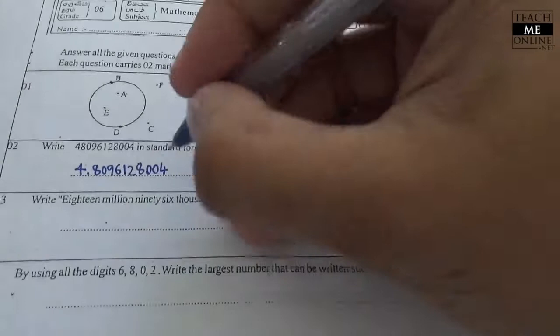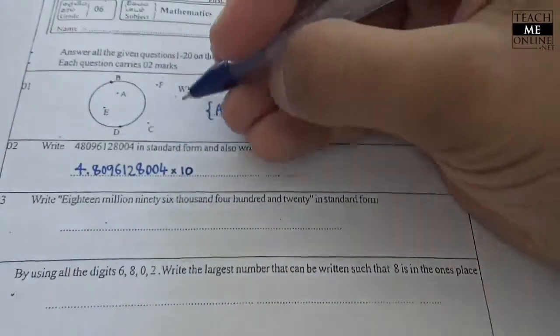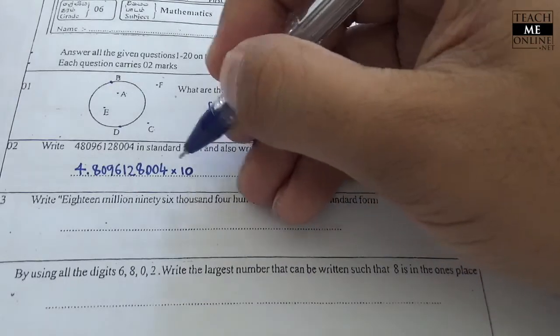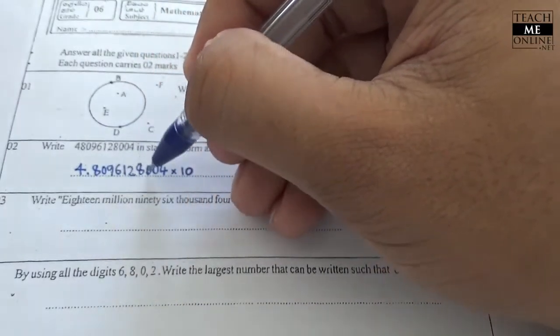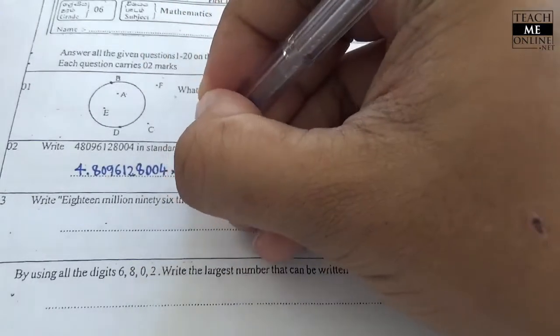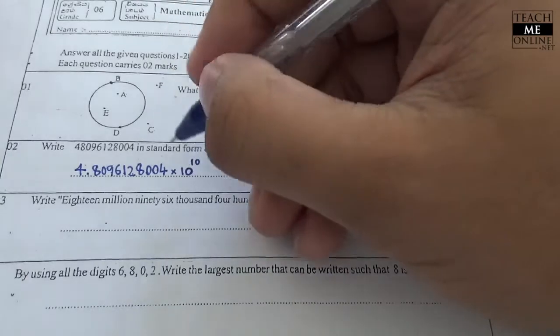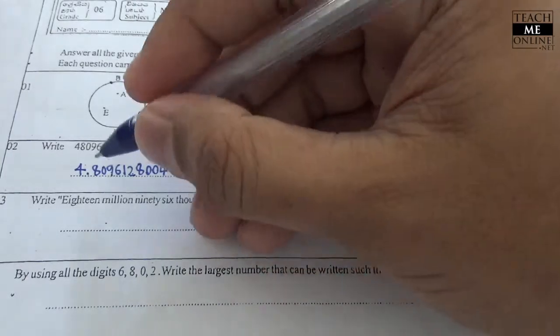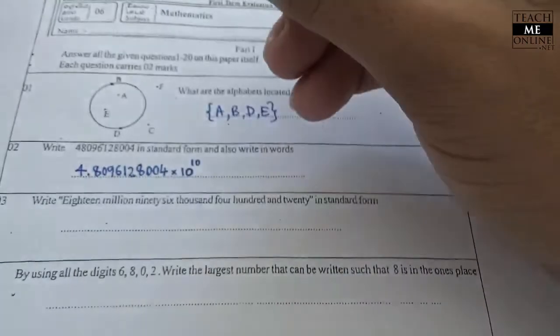And when we write in standard form, we have to write into 10 to the power, always 10 to the power. And to get the number here, we have to count how many numbers are here. 1, 2, 3, 4, 5, 6, 7, 8, 9, 10. So 10 to the power 10. Why is that? Because if I multiply this by 10 to the power 10, we get this number, right?